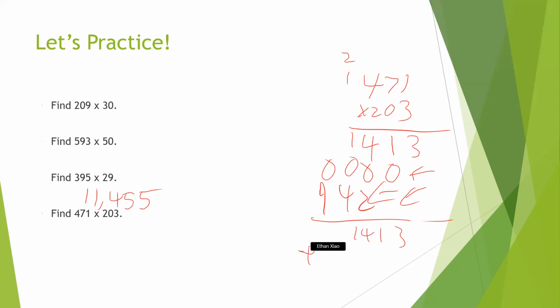1413 plus 942. Hold on, wait. So the answer is just move this a bit to the right. 94200. And what you'll get is 95,613.